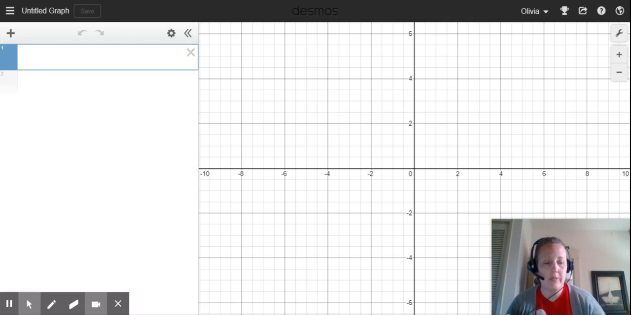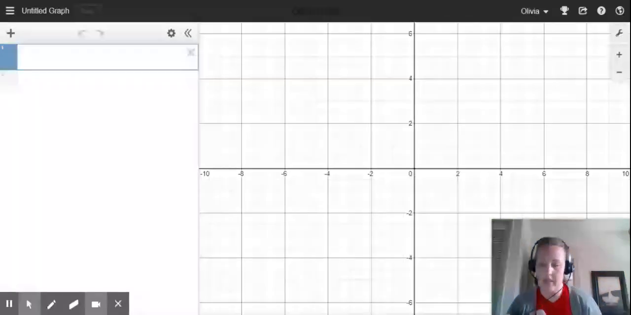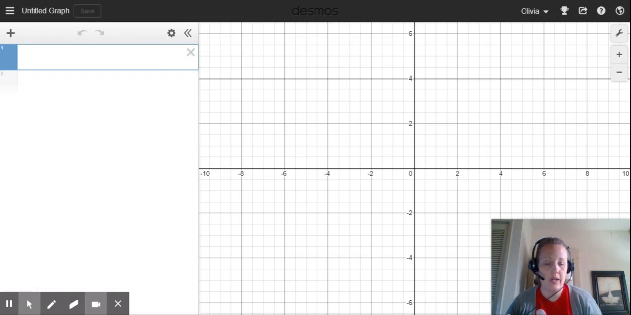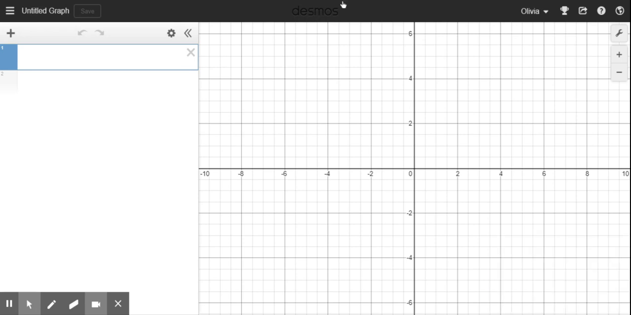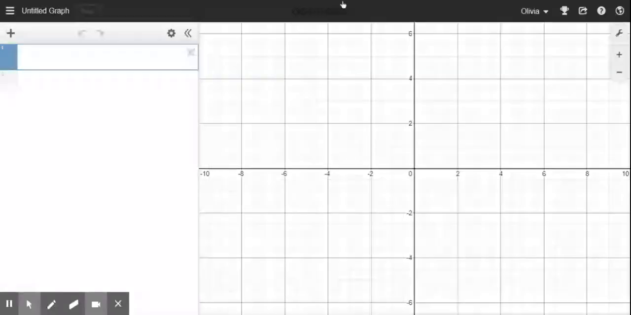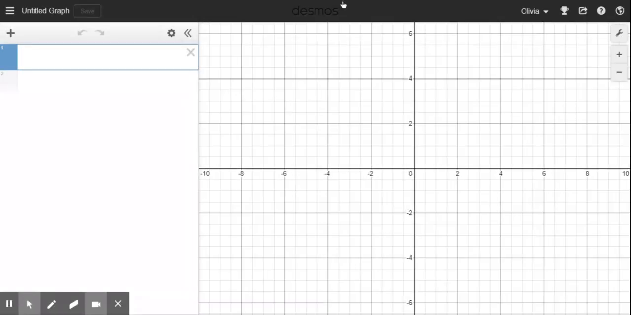I am going to be working on page 4 in your packet, and it's problem number 1. At the top of the page, that problem looks like this. I think you can see it.